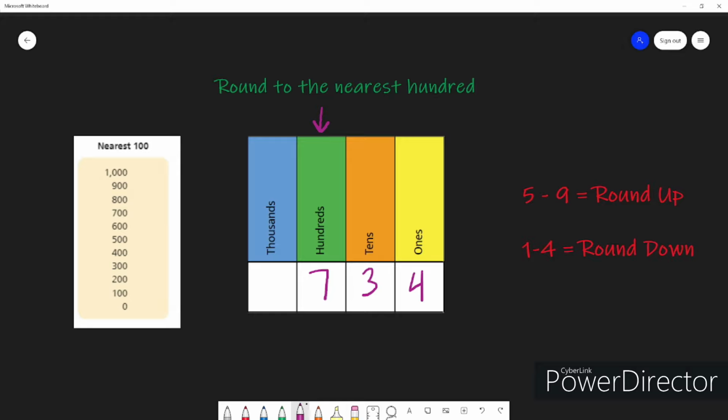Our story begins with the number 7 in the 100 spot as our follower. Its leader, to the right, the number 3 in the tens place value, tells the number 7 that I am below 4 and between 1 through 4. Therefore, I need you to round down to the floor. By doing so, instead of going up to 800, our 7 is going to stay at 700, and every other number is going to go down to that 700 as well.